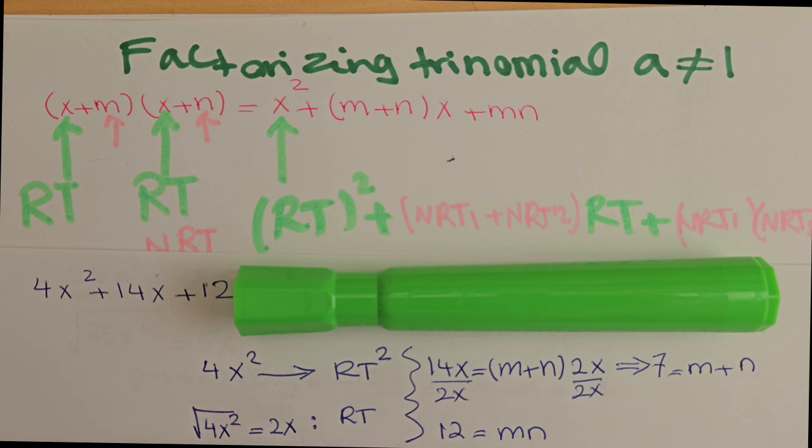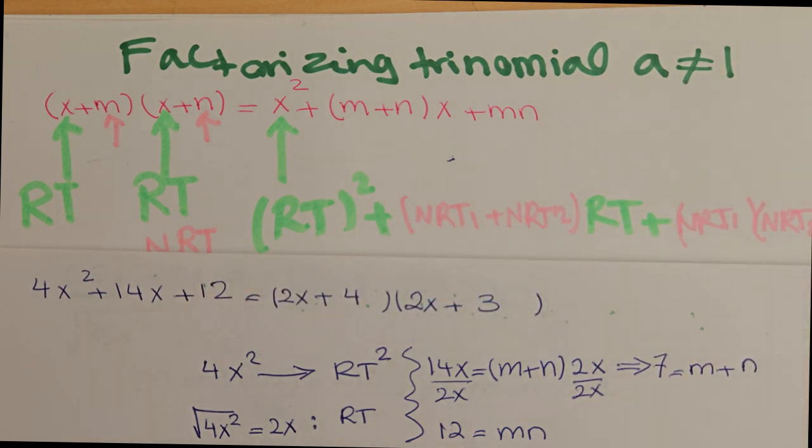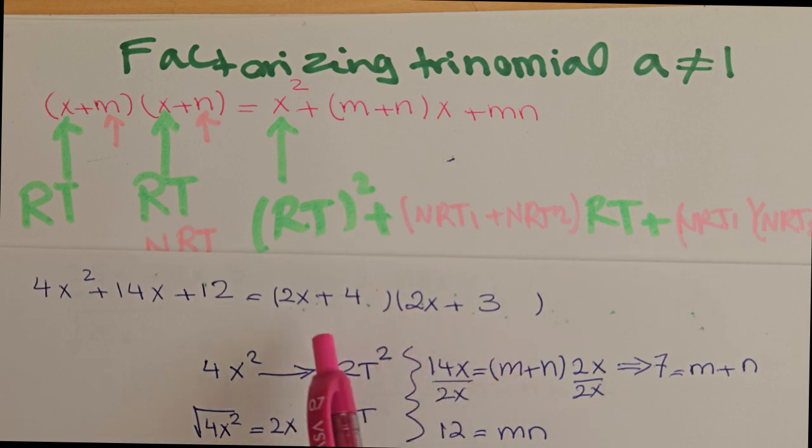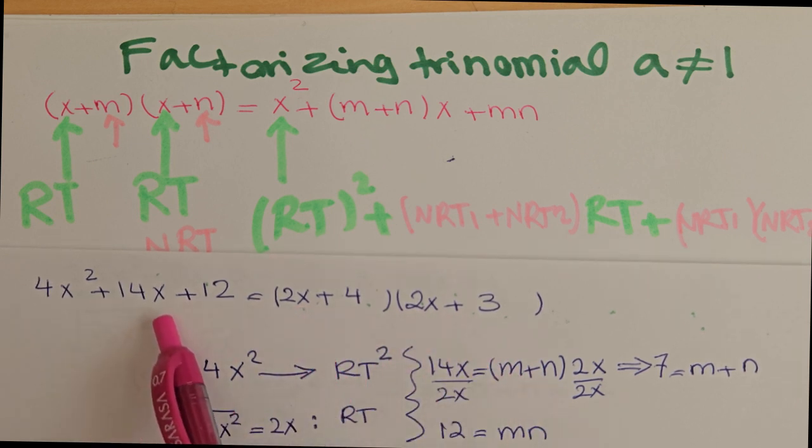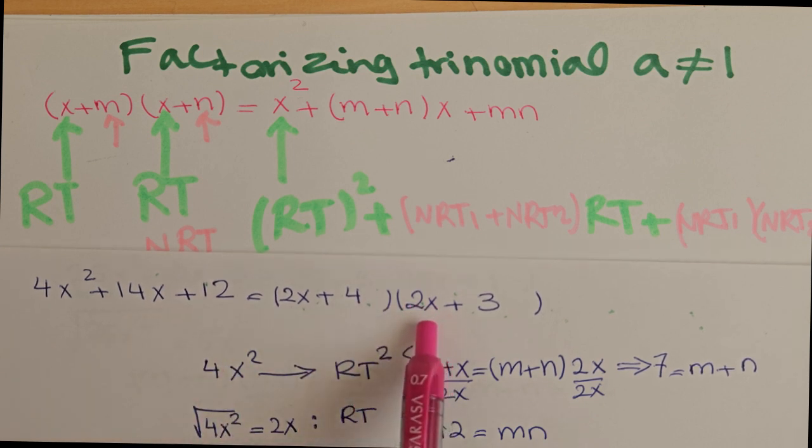Now, on the other hand, there is another piece of information that I need in order to find the exact values for m and n. Here, I know that the product of the non-repeating terms together is 12. So the two non-repeating terms multiplied together is 12. I'm looking for two numbers multiplied together 12, added together 7, and that's 4 and 3. So this expression is factorized into two brackets.